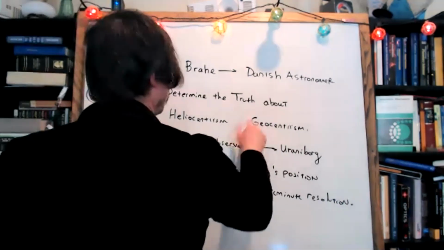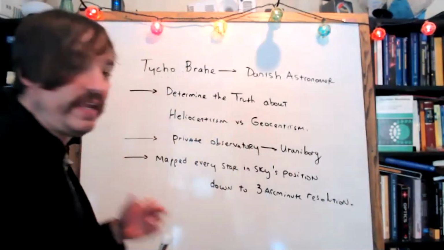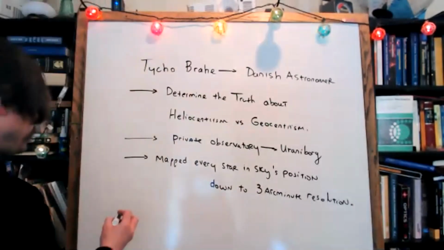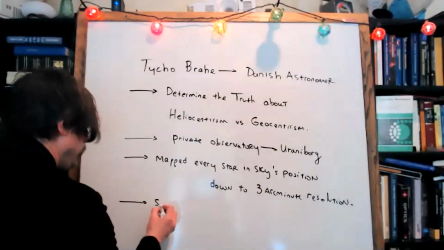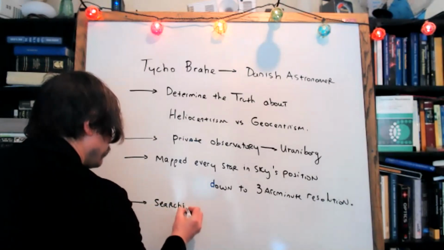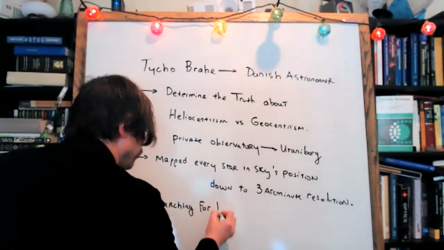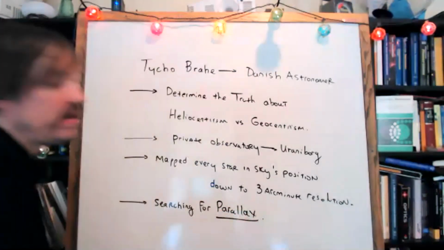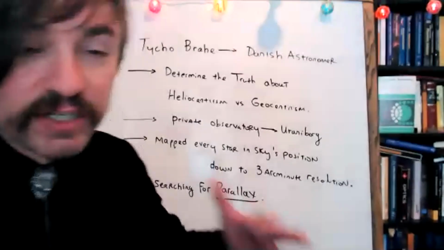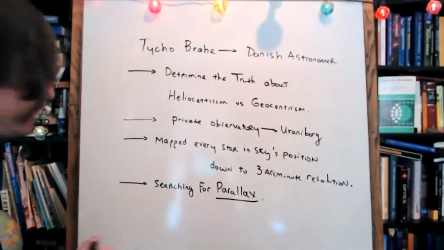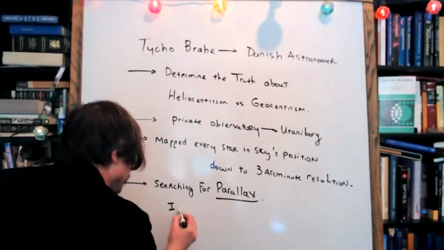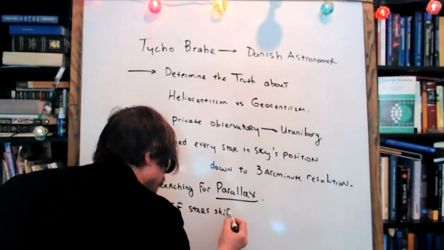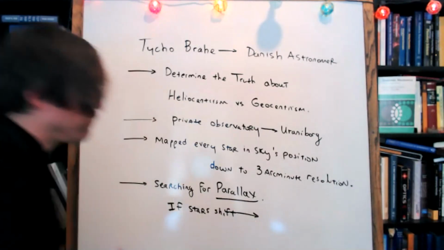That's right. Very good. So the whole thing that he was doing was testing Aristotle's hypothesis. What he was doing here was searching for parallax. Okay, this might be obvious, so forgive me, but I just want to make sure that you guys understand the arguments. If the stars shift, which model of the cosmos would be correct?